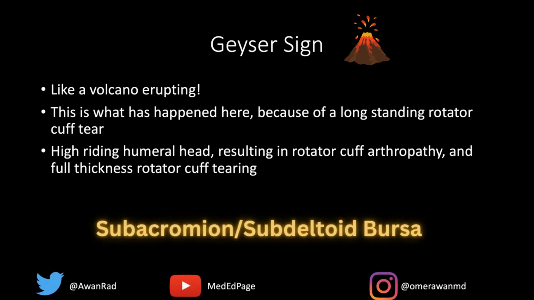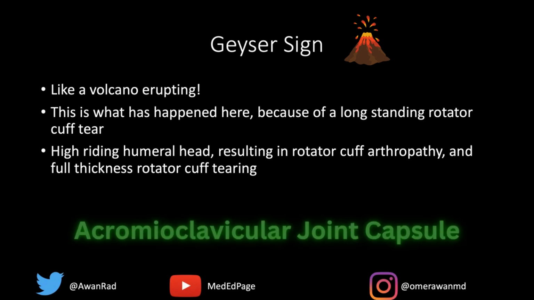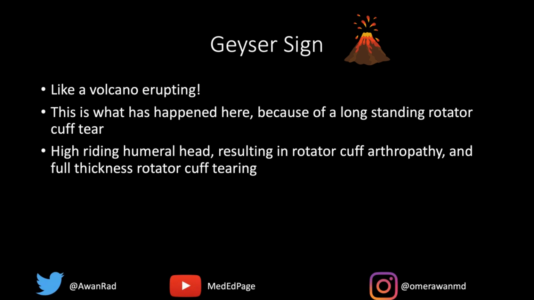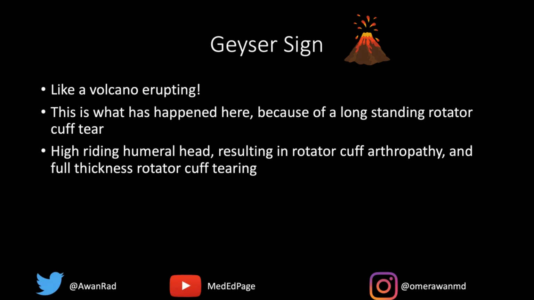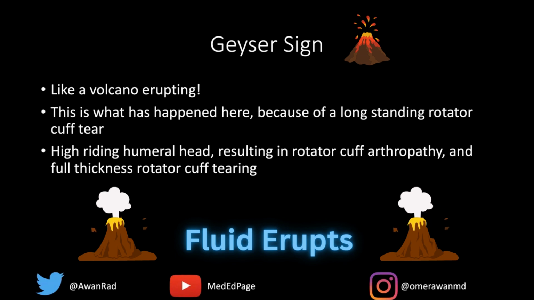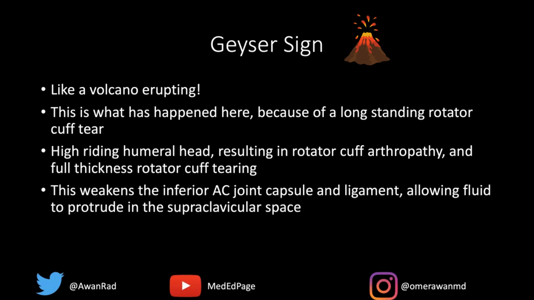And with time, because this rotator cuff tear is chronic, you start to get fluid pooling in the subacromial subdeltoid bursa because of subacromial impingement, and this weakens the acromioclavicular joint capsule. And when that happens, the inferior acromioclavicular ligament tears or ruptures, and that allows fluid to erupt through the acromioclavicular joint capsule into the supraclavicular space, and you get that large fluid collection that you saw in the index case. So this is known as the geyser sign, and it's like a volcano erupting with fluid.